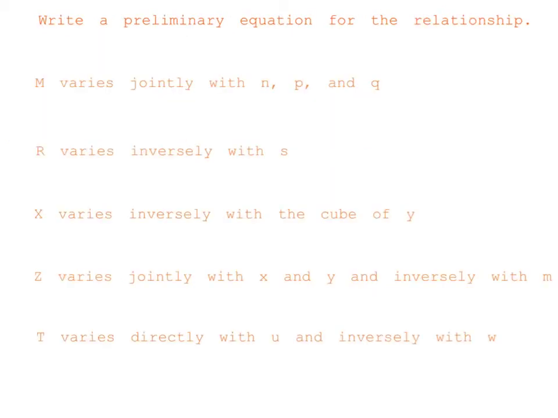Okay, next example. Write a preliminary equation for the relationship. So that means just write it with k, but we're not actually going to solve for k. M varies jointly, so m equals, jointly is k times n, p, and q, so m equals knpq. R varies inversely, so R equals k divided by S.